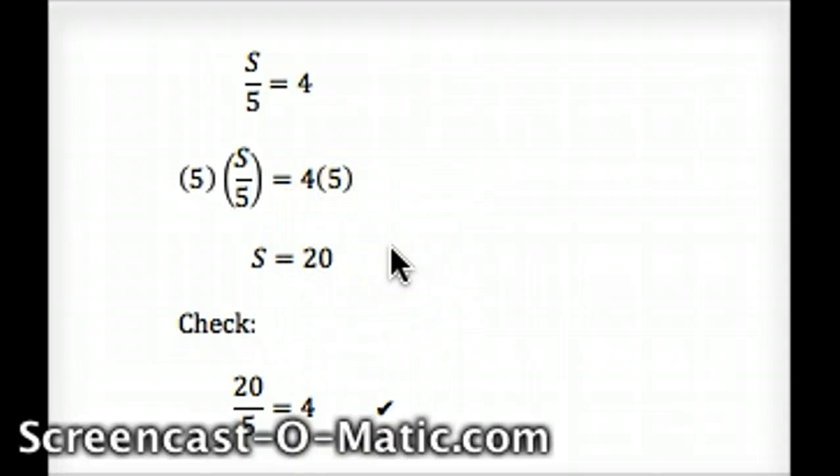I know I am done because s is now by itself on one side of the equation and there is a simple number on the other side. What this tells me is that the number of students I could fit into the room is 20 students.